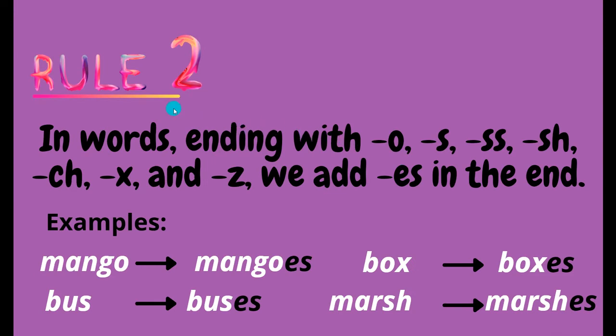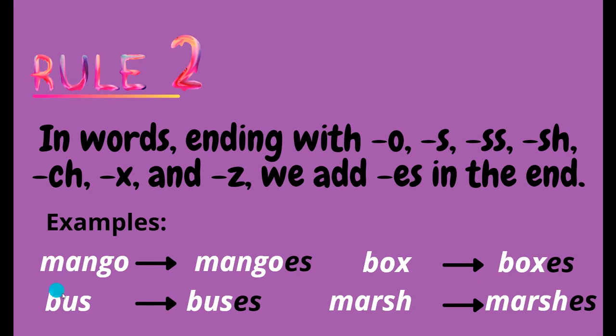Let's see rule number 2. What does it say? It says that in words ending with O, S, SS or double S, SH meaning digraph sh, CH meaning digraph ch, X and Z, we add ES in the end.